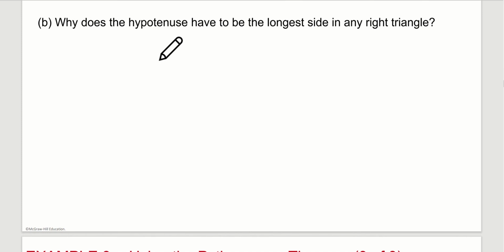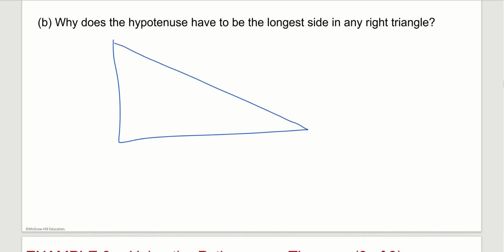We kind of have a follow-up question. Why does the hypotenuse have to be the longest side in any right triangle? An easy way to think about this is, if you have a right triangle, we know that one angle has to be 90 degrees, and the side that's opposite that is going to be the hypotenuse.